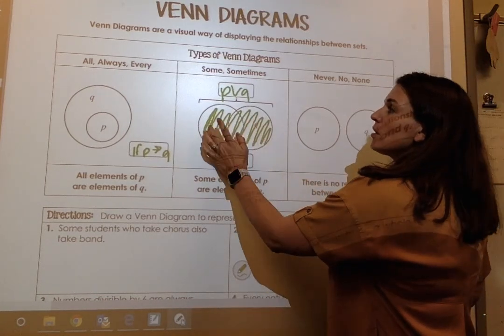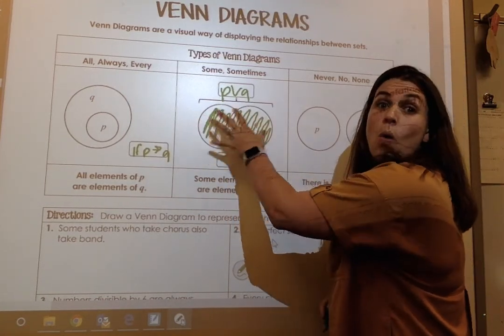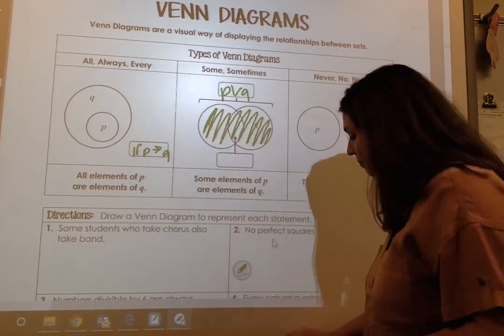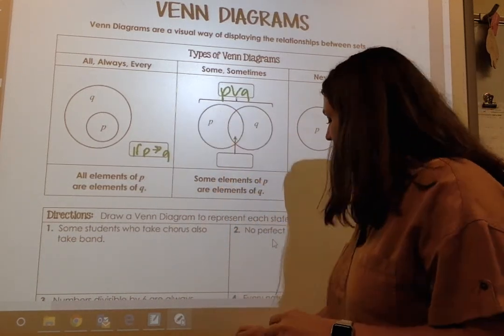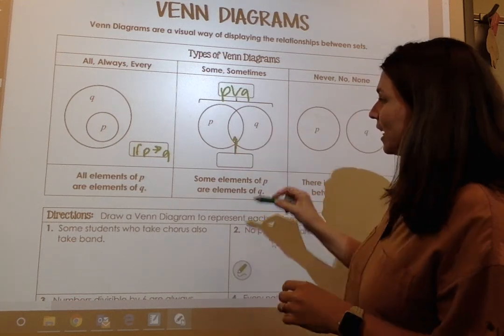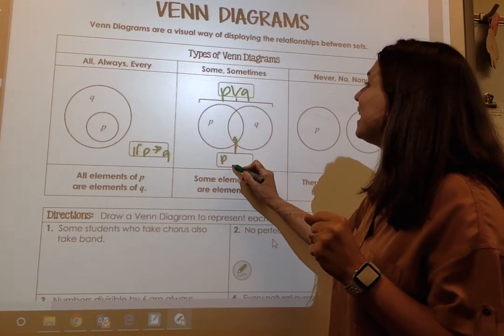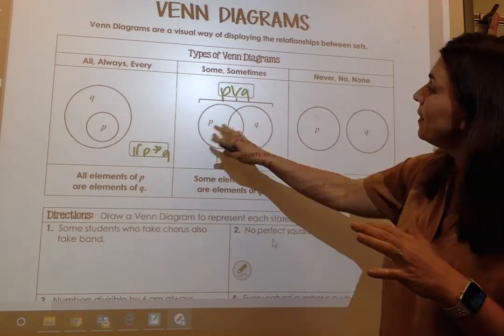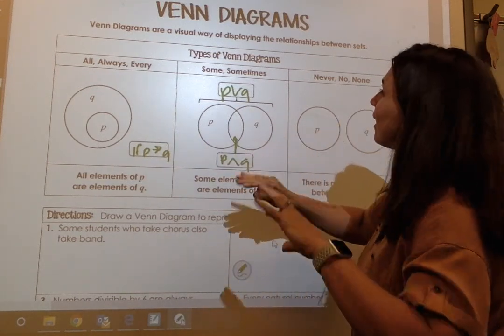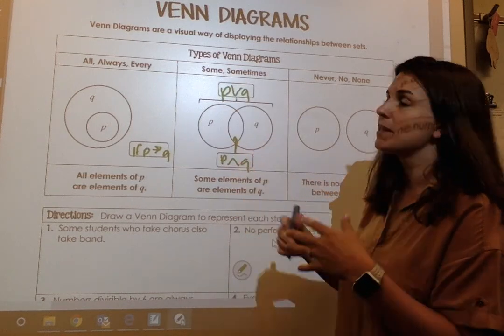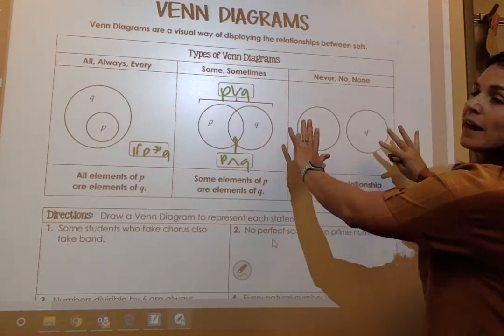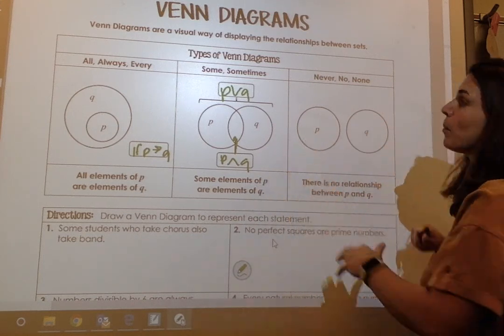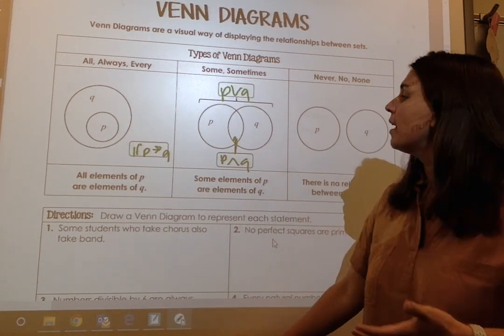if something belongs to one of these, this is an or statement. It could be P or Q if it's in here. If only this part is shaded, that means a P and a Q are in there. So this, when they're intersecting like that, this is some or sometimes. Over here, they will never have a relationship. P will never be a part of Q, and Q will never be a part of P. So that's kind of what it looks like.